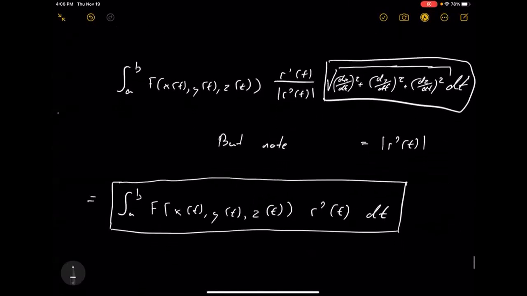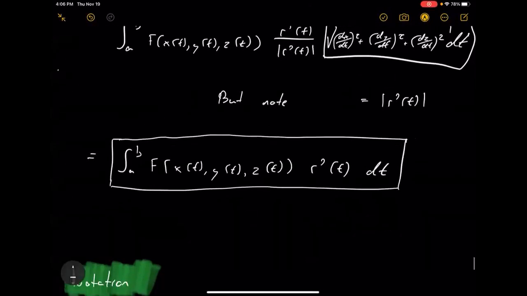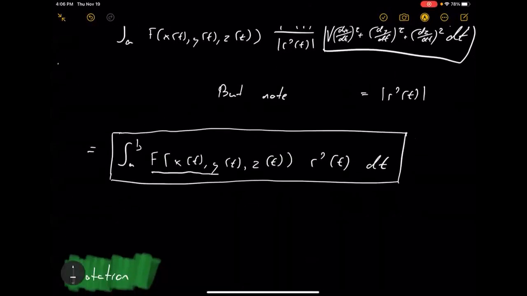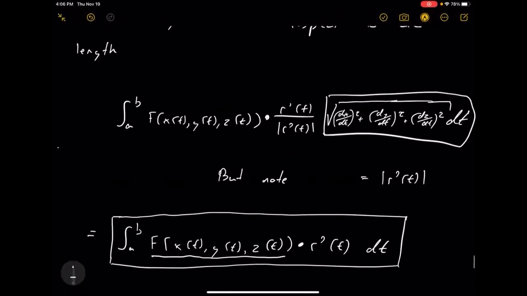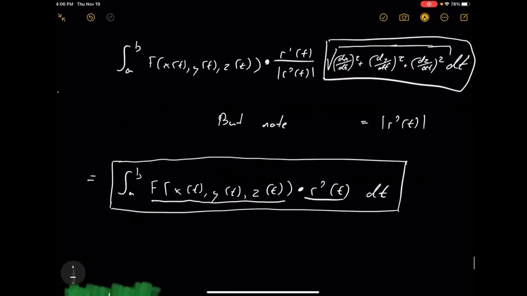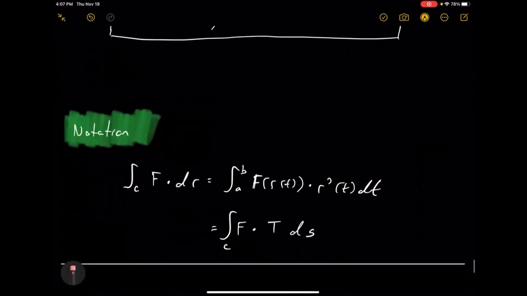The r prime of t magnitude is canceled, and the formula I'm left with is just this: F of x of t, y of t, z of t, dot r prime of t. There should be a dot here. I take the dot product with r prime of t, then I integrate with respect to t. And where am I integrating? Again, a is my t value that gives me the starting point of my curve, and b is my t value that gives me the ending point of my curve.